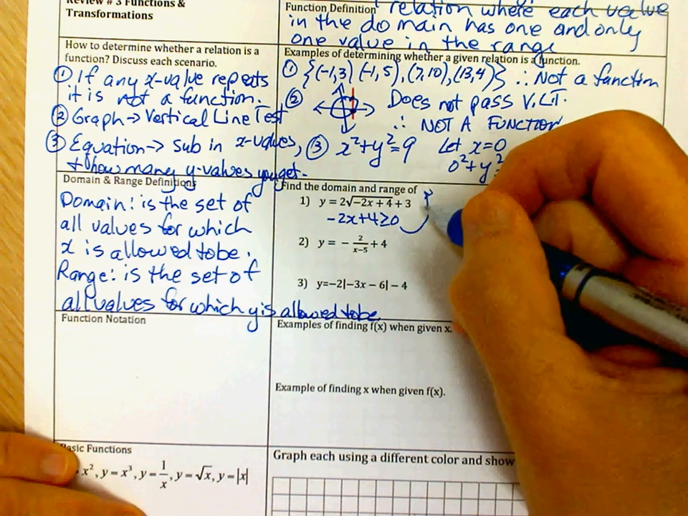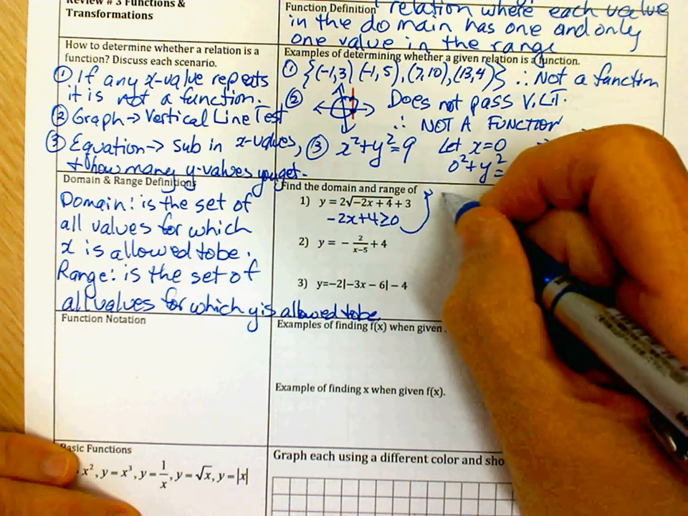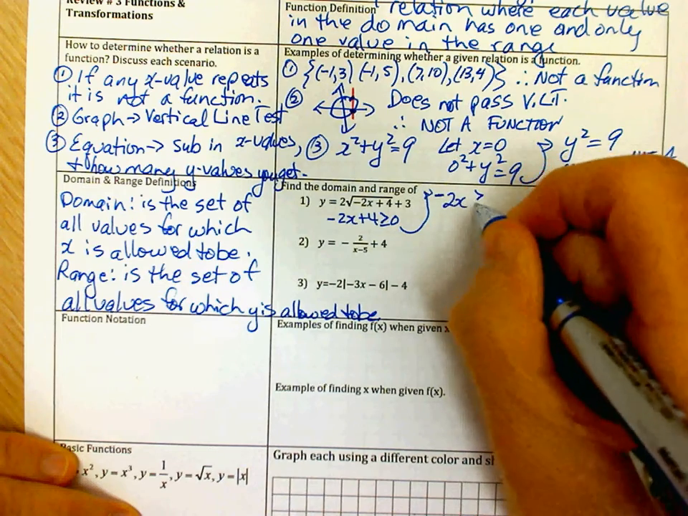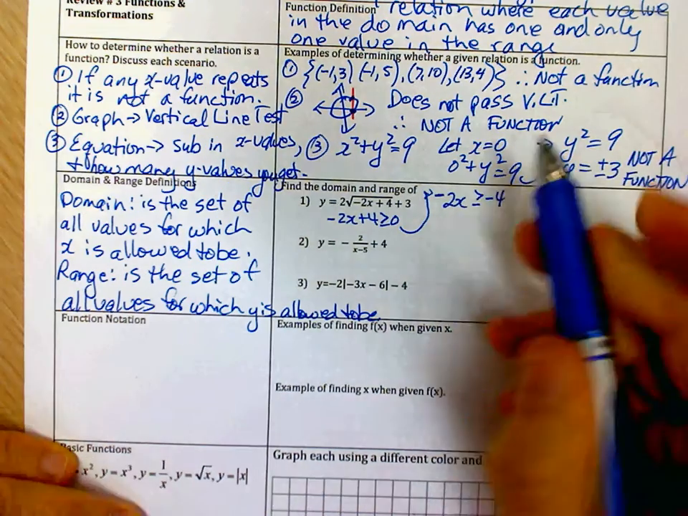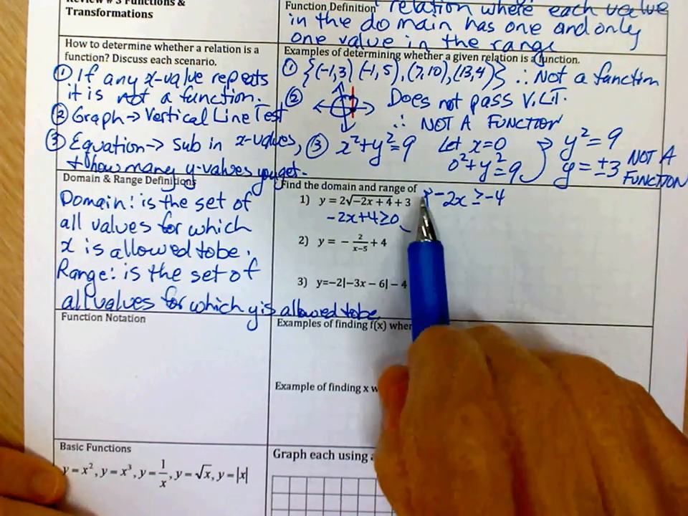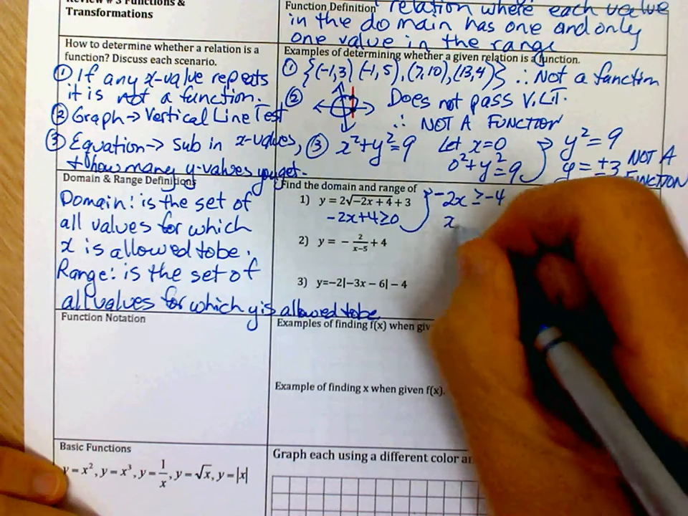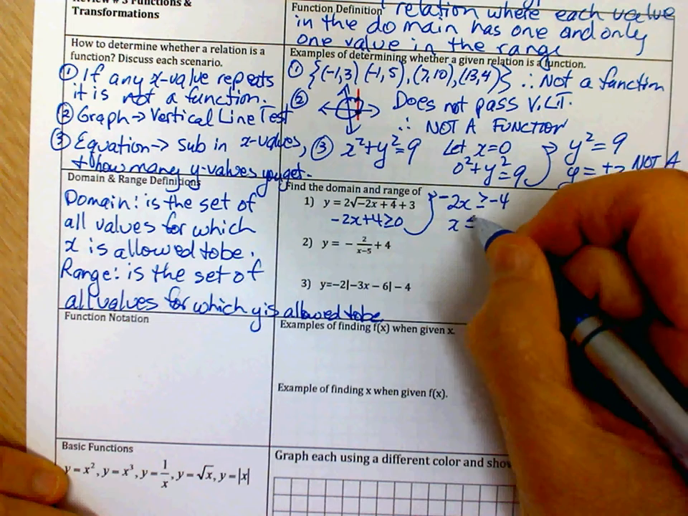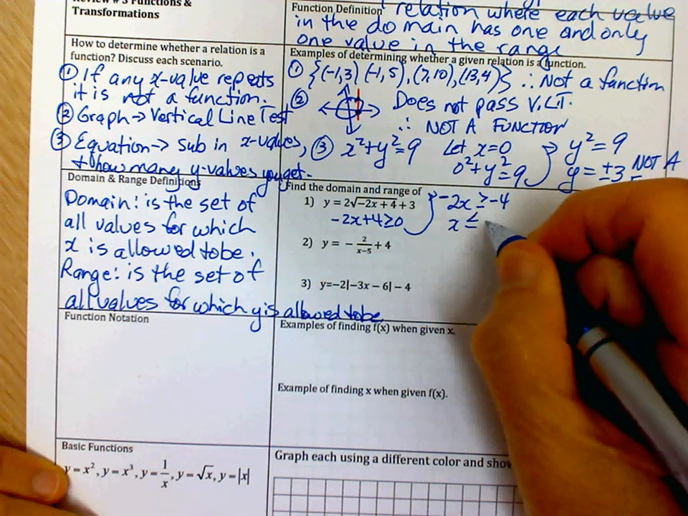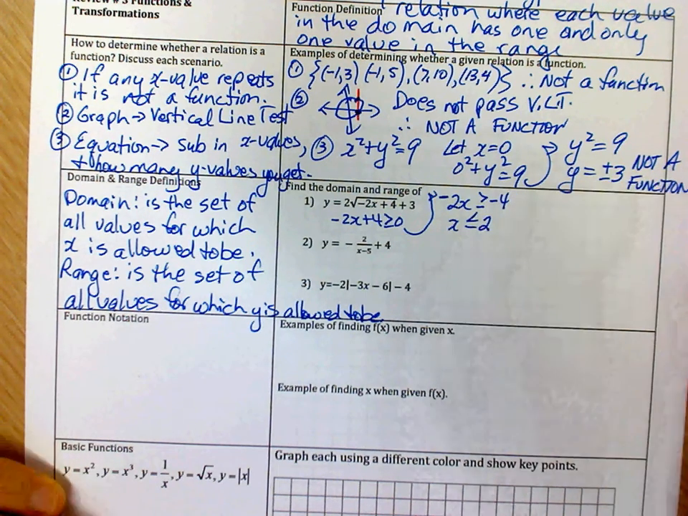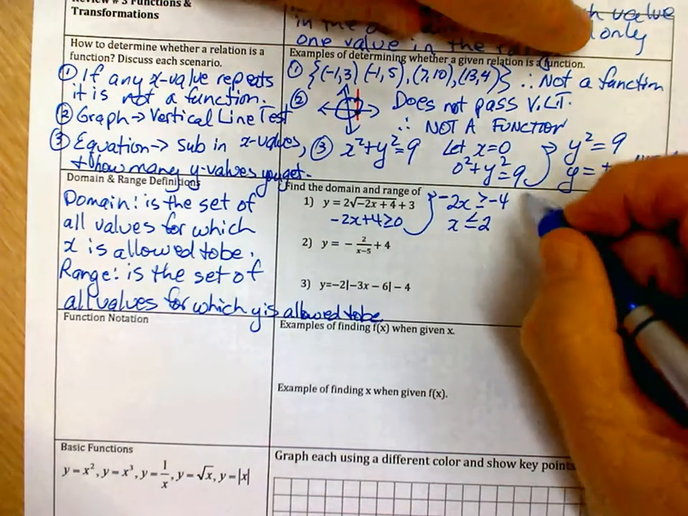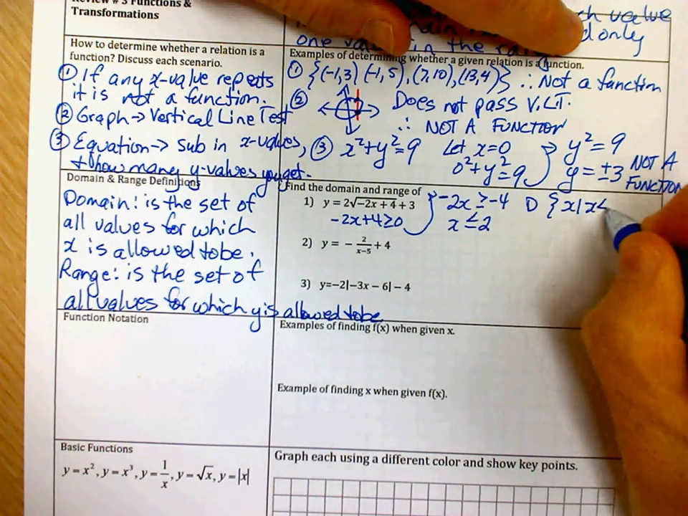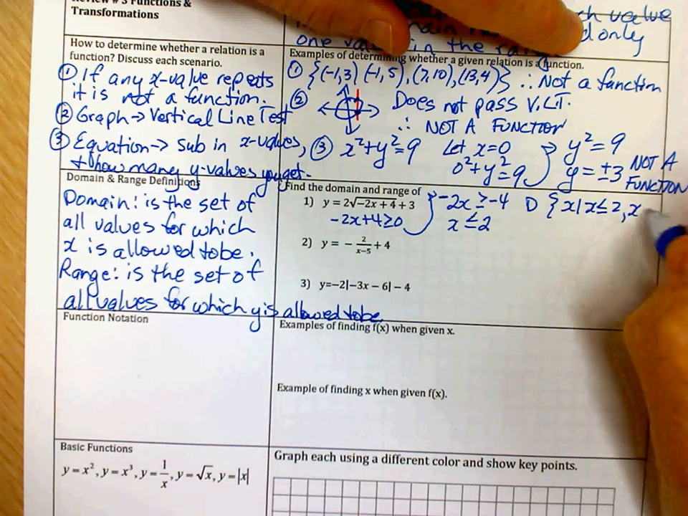And let's solve for this now. I'm going to subtract 4 from both sides. Negative 2x has to be greater than or equal to negative 4. Now when you have an inequality and you're dividing by a negative number, when we divide by negative 2, that inequality has to flip to the opposite: x is less than or equal to 2. So now we know our domain. Domain: x such that x is less than or equal to 2, x is an element of real numbers.